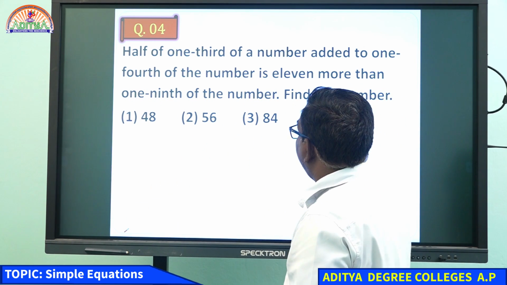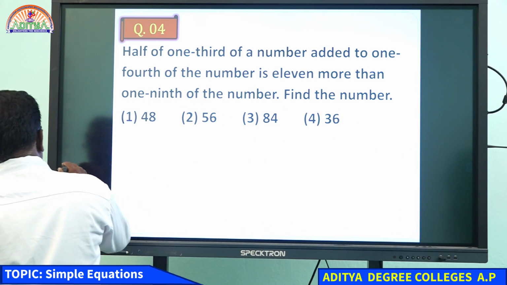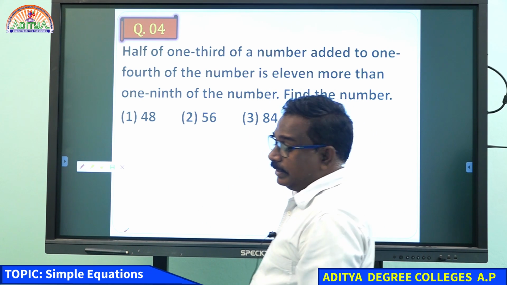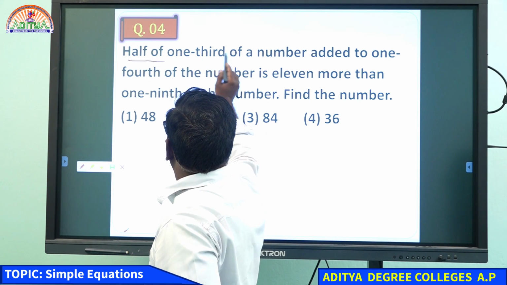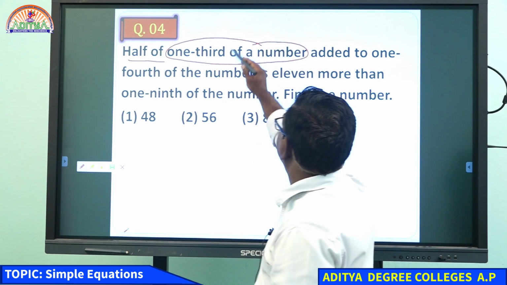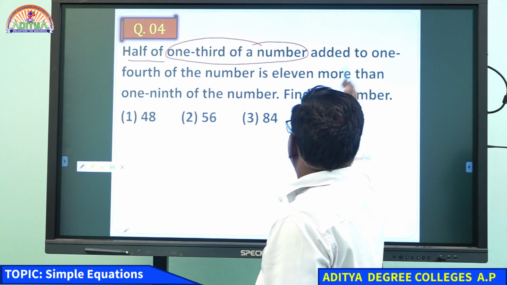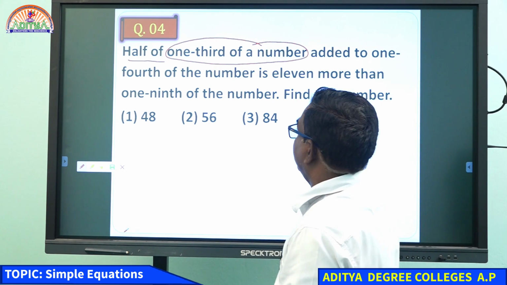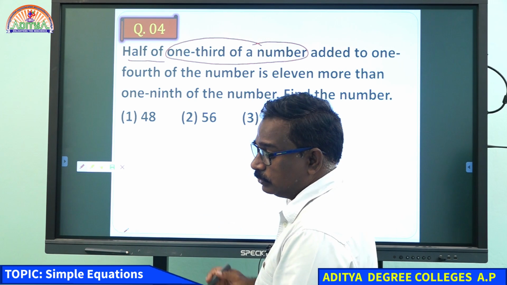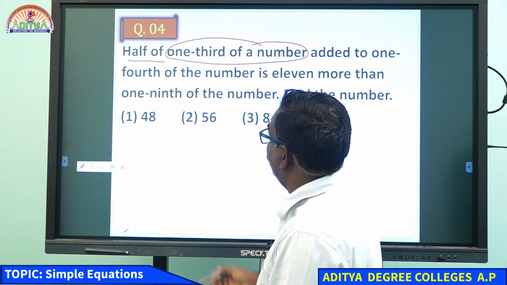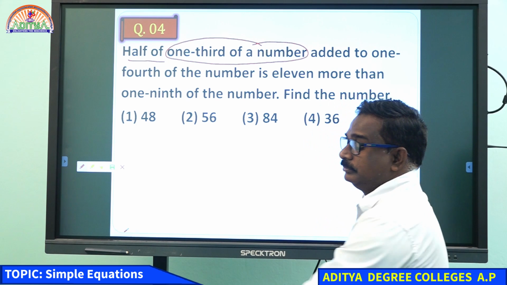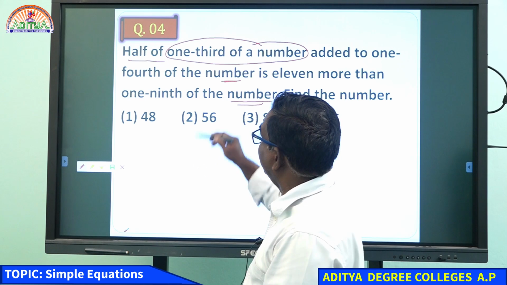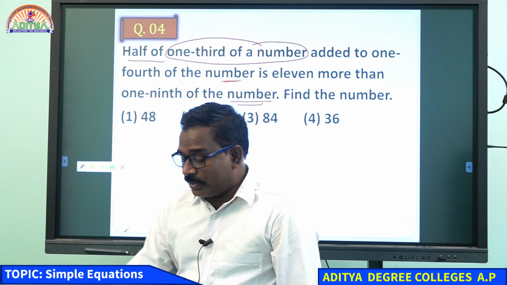Half of 1/3 of a number. Read it carefully. Half of 1/3 of a number is added to 1/4 of the same number, and that is given as 11 more than 1/9 of the same number. Here every time the number is the same, but the construction is somewhat different. Can I get an answer from any one of you?